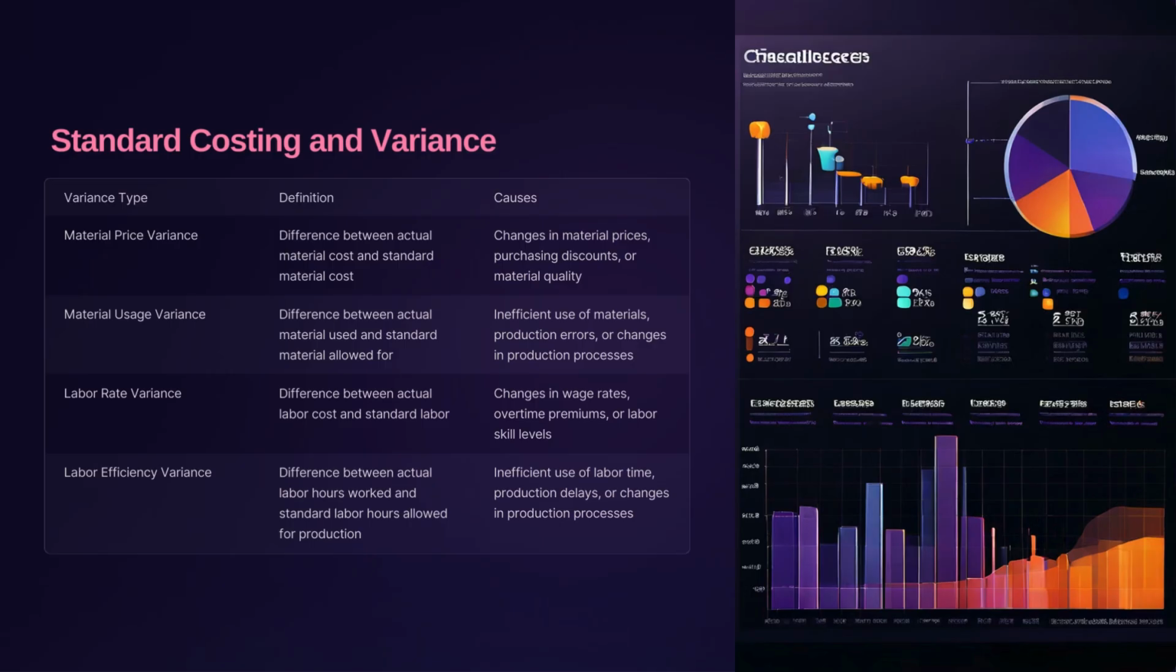Labor rate variance. Difference between actual labor cost and standard labor cost. Changes in wage rates, overtime premiums, or labor skill levels. Labor efficiency variance. Difference between actual labor hours worked and standard labor hours allowed for production. Inefficient use of labor time, production delays, or changes in production processes.